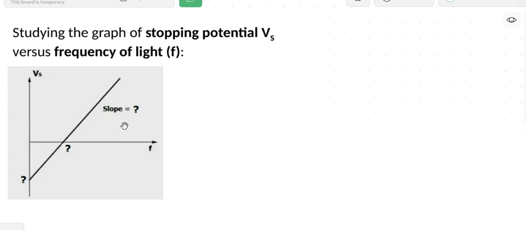So here we have a new derivation identical to the previous one, but using the formula of stopping potential. Let me start deriving together to get the x-intercept, y-intercept, and the slope. We start as before with Einstein's equation: kinetic energy maximum equals E photon minus the work function.